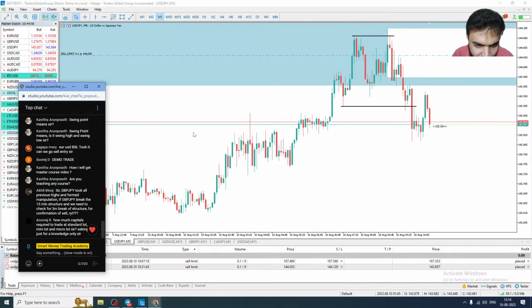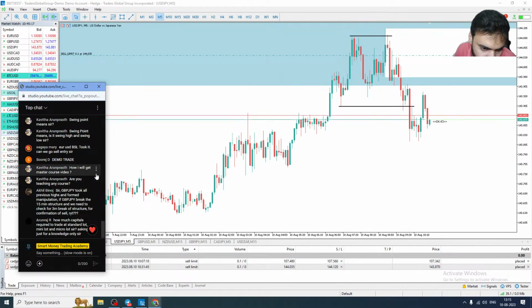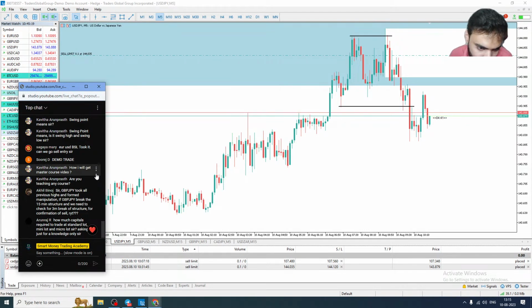Sir, GBPJPY took all previous highs and formed the manipulation, broke the 15-minute structure, and we need to check the 3 minute breakout structure for confirmation. Yes, definitely. You can directly trade also, or you can look for the confirmation. That is your choice. How much capital is required to trade with the standard lot, mini lot, or micro lot? Asking for just knowledge, sir.